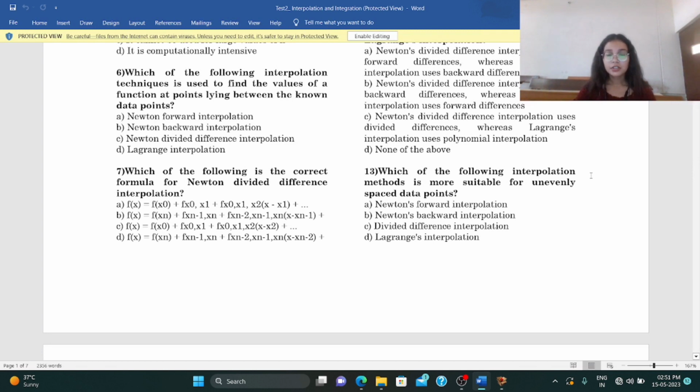Now question 13. Which of the following interpolation methods is more suitable for unevenly spaced data? A. Newton's forward interpolation. B. Newton's backward interpolation. C. Divided difference interpolation. And D. Lagrange interpolation. And the correct answer is D. Lagrange interpolation.